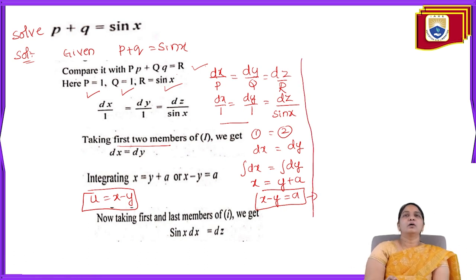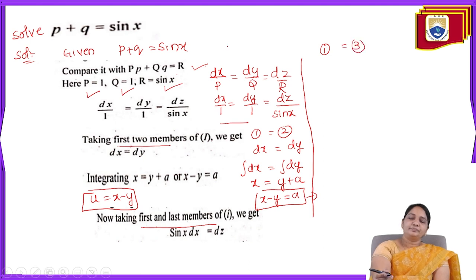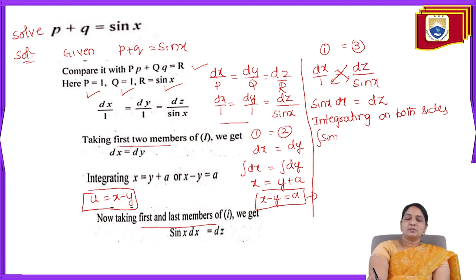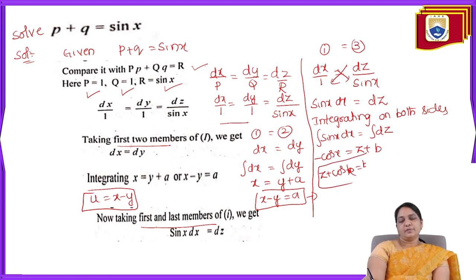Next, I am going to take another pair, that is, I am taking the first and last members. What are the first and last members? 1 equal to 3. dx by 1 equal to dz by sin x. Now I am doing the cross multiplication here. So sin x into dx equal to dz. Now, here I can do the integration, integrating on both sides. So, integral sin x dx equal to integral dz. So, integral sin x is minus cos x equal to z plus some constant. So, finally, I can write this as z plus cos x equal to some constant. So this is solution B.